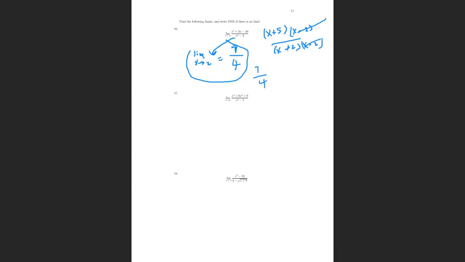So let's look at this one now. Okay, and this one's a little bit more interesting. It's a limit as you approach infinity.